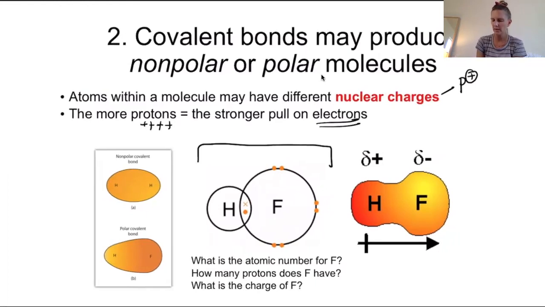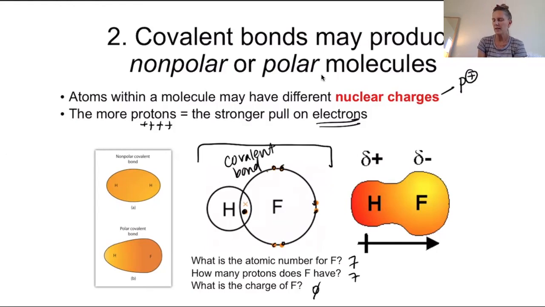So if we look, for example, let's just look at this area here. This hydrogen atom has one, fluorine has 1, 2, 3, 4, 5, 6, 7. When they come together, they can kind of share and they're both happy then, all right? So atomic number for fluorine, 1, 2, 3, 4, 5. So that's gonna be 7 protons and 7 electrons. And the charge of a fluorine atom, neutral. All atoms are neutral.